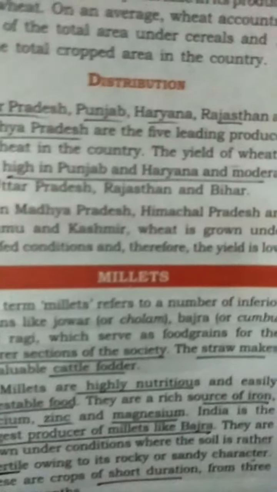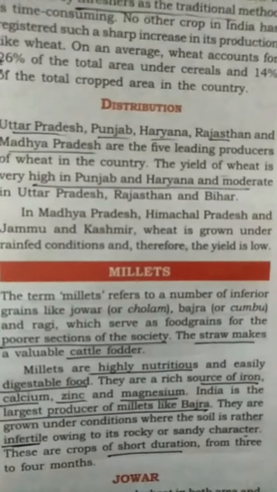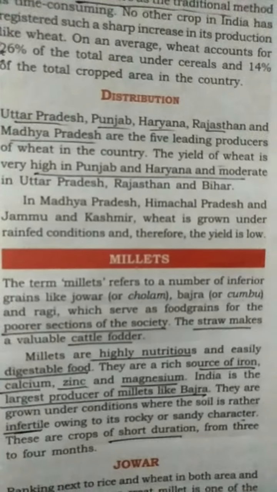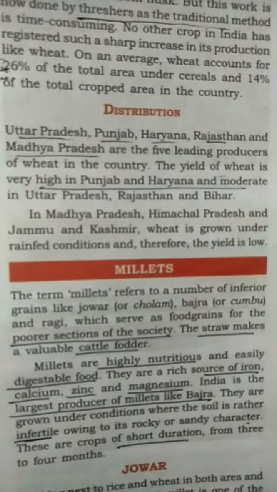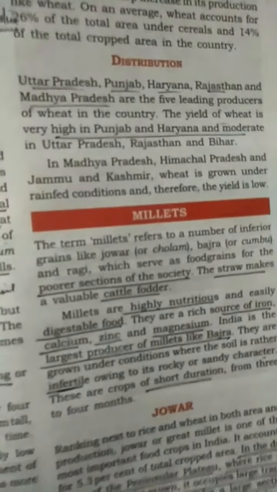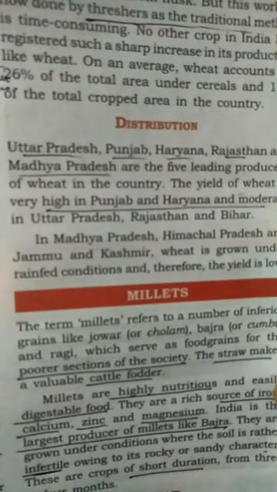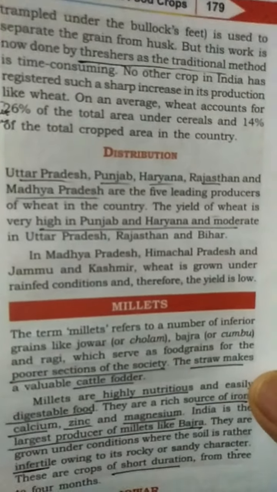Now, which states are the leading producers? Uttar Pradesh, Punjab, Haryana, Rajasthan and Madhya Pradesh. These are the 5 leading producers of wheat in the country. But the yield of wheat is very high in Punjab and Haryana. And why is this yield high? Because of the use of HYV seeds, fertilizers.